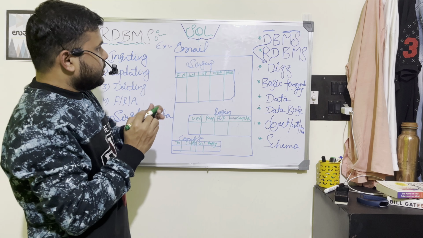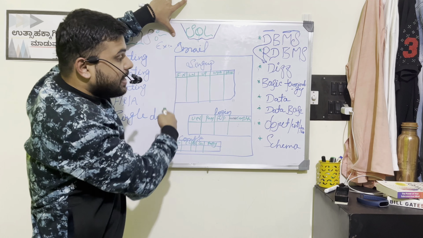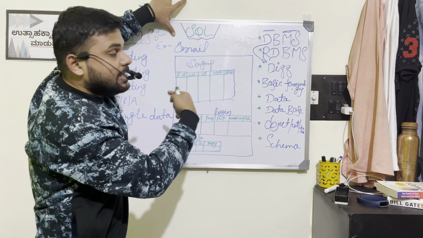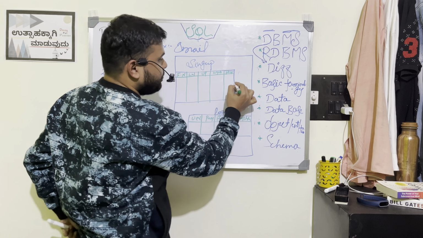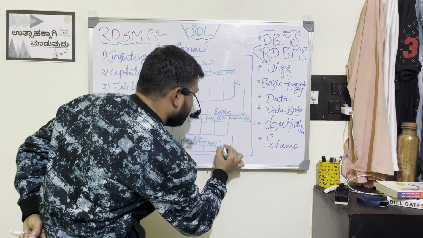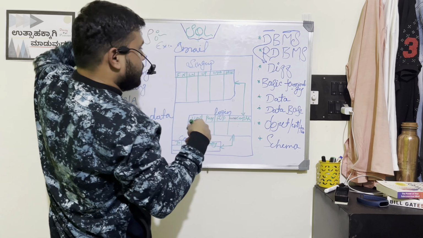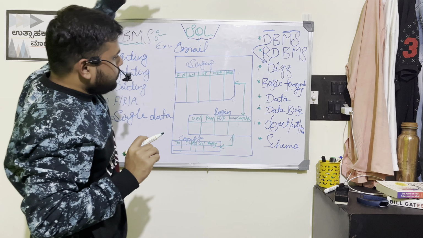See, I took an example of Gmail. Gmail data I am not storing in a single table. I split it into multiple tables and I can establish a relationship between the tables. For the time being, relationship means primary key and foreign key.